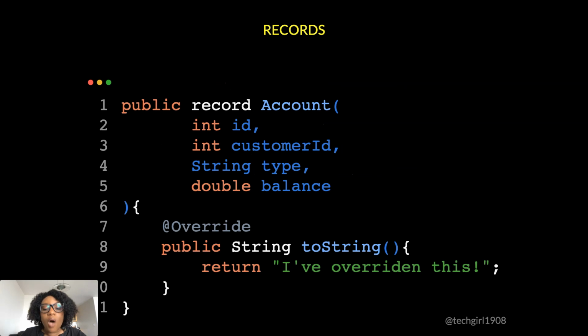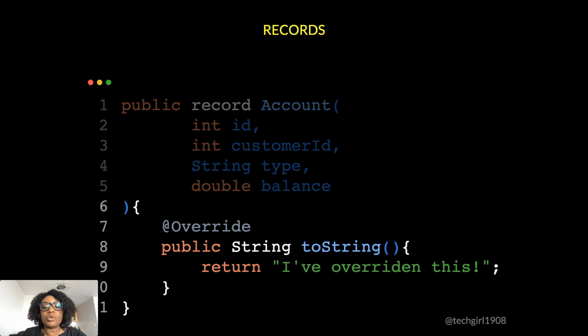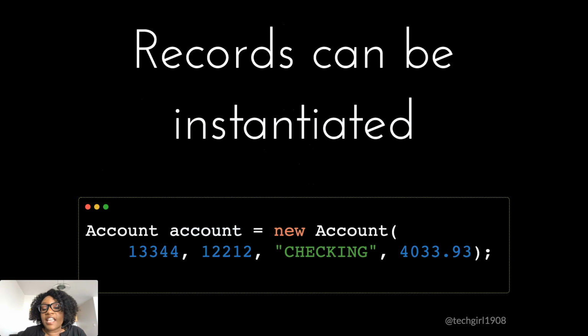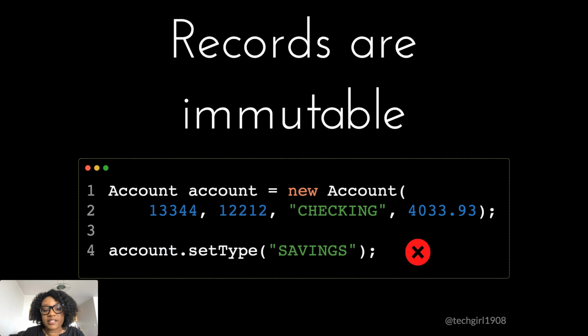However, if you just want to override anything, you can do so within the curly braces. So just open those curly braces up and knock yourself out. You can add any new methods you would like to in here. You can also override the inherited ones from Object. Records can be instantiated just like classes. So Account is the name of our record, and we use the new keyword and invoke the constructor, passing in all the values. So just like we would do with a class.